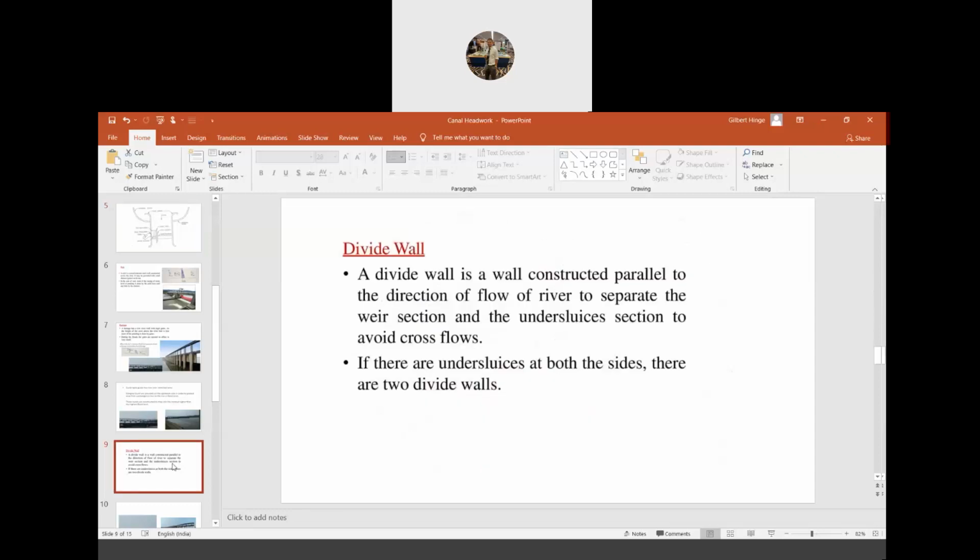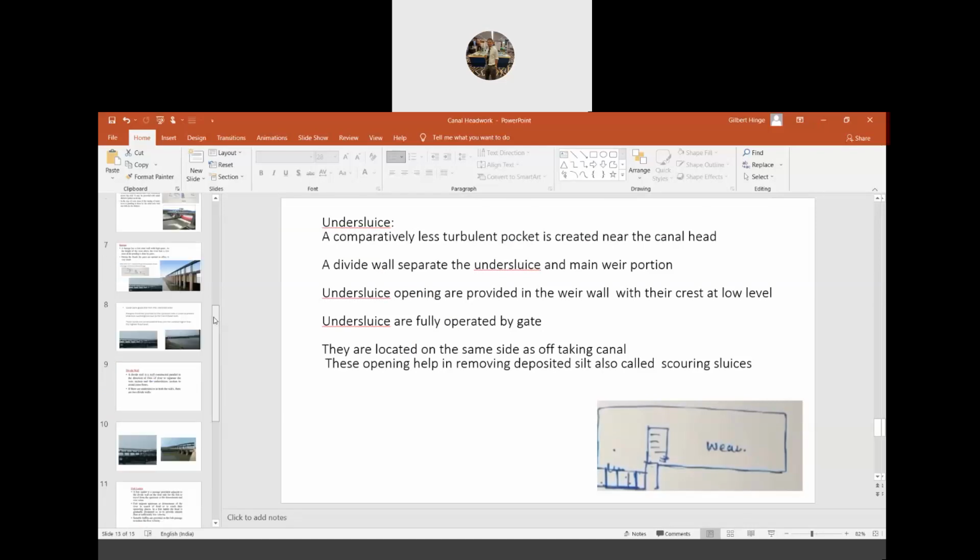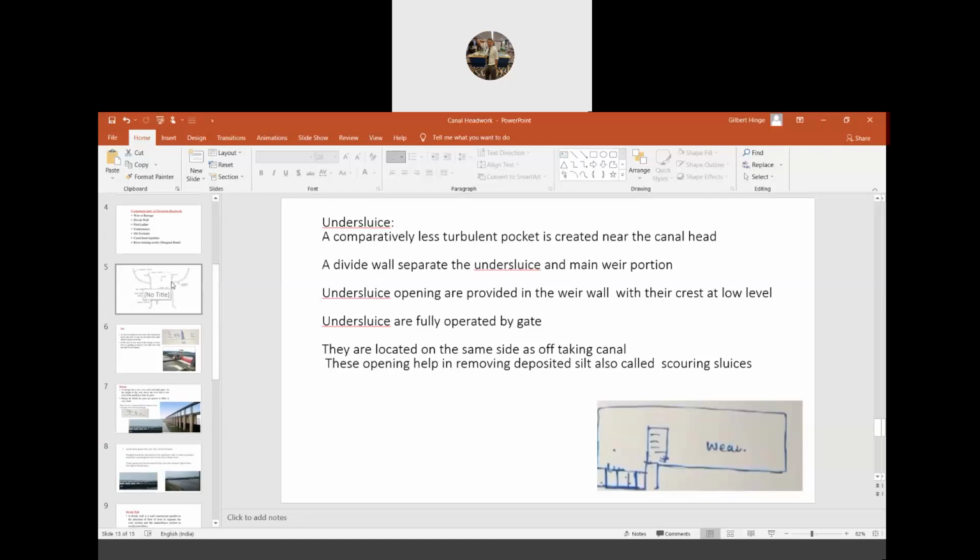So now let us see what is the role of this undersluice gate. Okay, here, let us see this portion here.